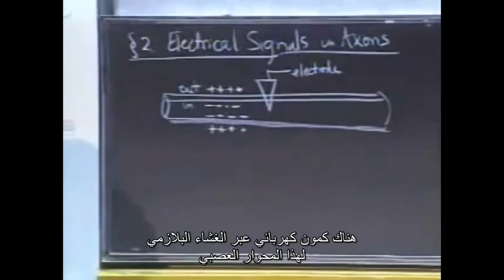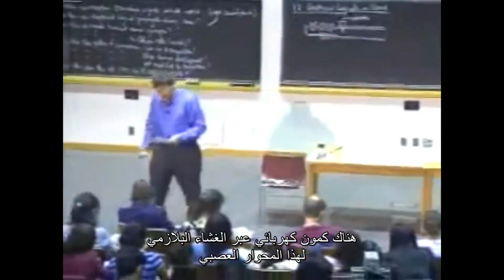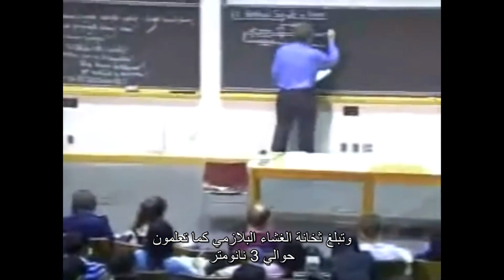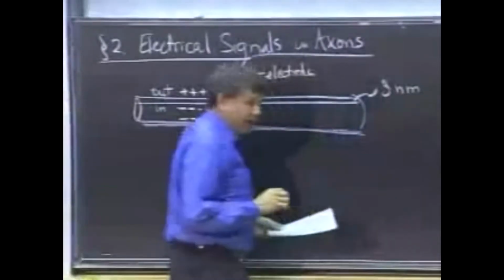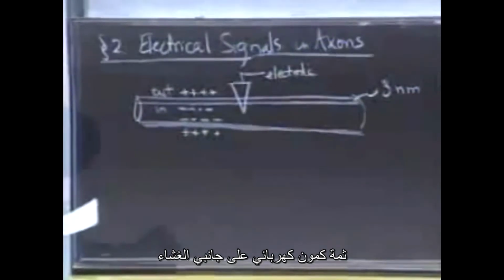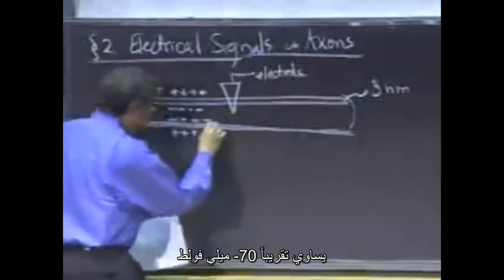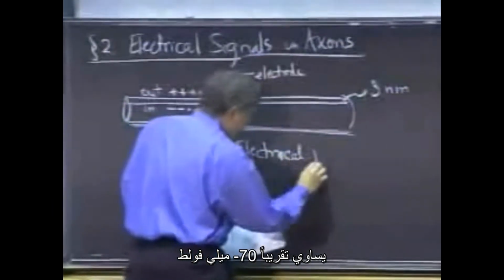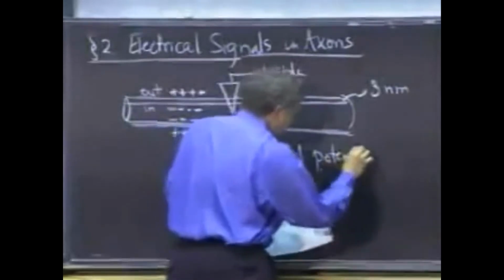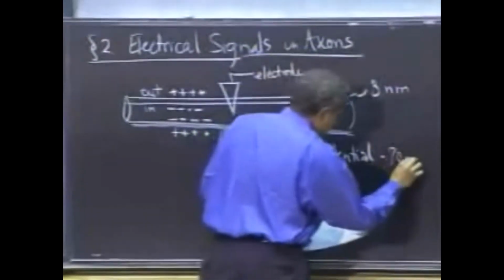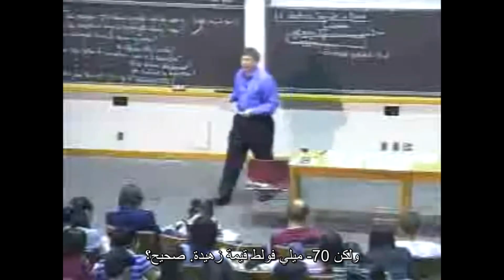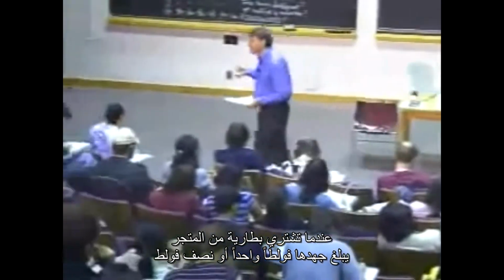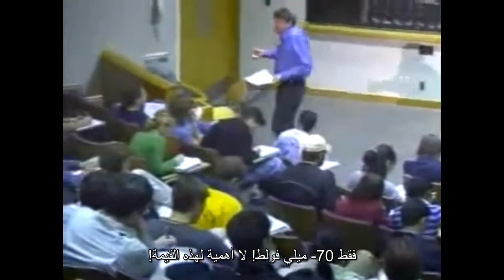There is an electrical potential across the plasma membrane of this axon. This plasma membrane, you all remember about this. This is about 3 nanometers wide. There's an electrical potential across this equal to about minus 70 millivolts. Now, come on, minus 70 millivolts is pretty trivial, right? You go to the store, you buy a battery, what's it got, like 1.5 volts or something? It's minus 70 millivolts, like who cares, right?